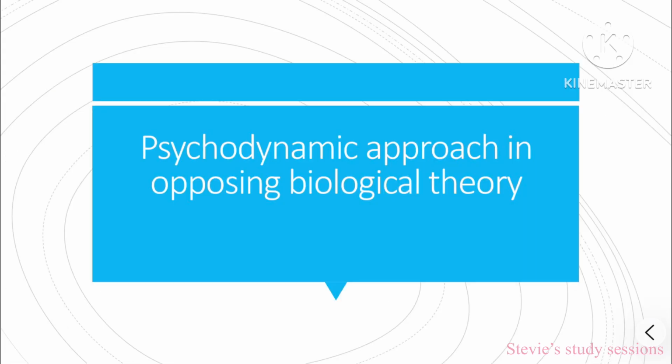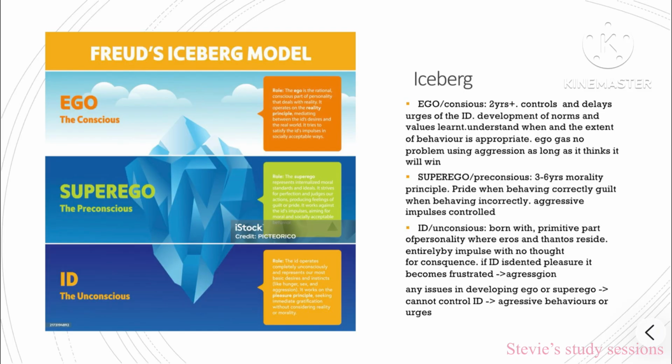The psychodynamic approach to aggression. This opposes the biological theory of aggression. So we have an id, an ego, and a superego. Our ego is the conscious, the superego is the preconscious, the id the unconscious. The ego, the conscious, develops at 2 years plus, and it controls and delays the urges of the id. The development of our norms and values are learned in our ego. It understands when and to the extent to which a behaviour is appropriate.